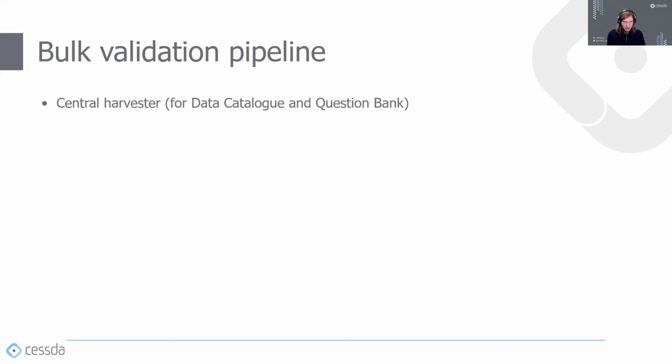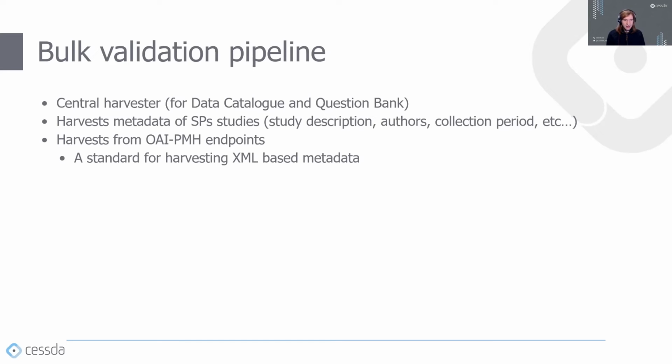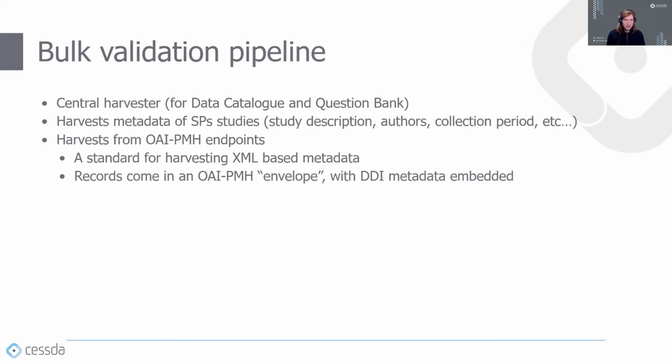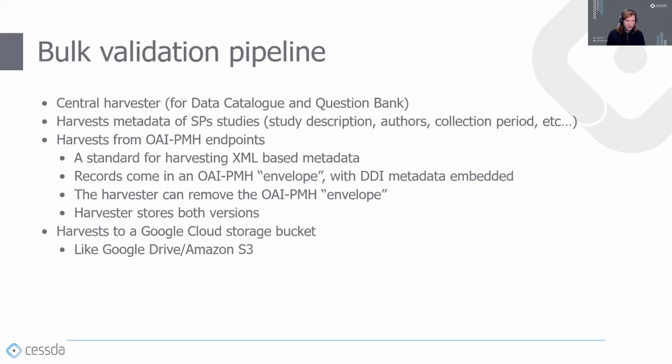So to summarize, we have a central harvester for both the data catalog and the question bank, which harvests metadata of service provider studies, which includes things like study description, authors, collection period, and more. These are harvested from OAI-PMH endpoints, and these records come in an OAI-PMH envelope with DDI metadata embedded underneath. And the harvester can remove this OAI-PMH envelope, and both versions are stored. This is required because the validator itself does not want the OAI-PMH envelope. And this is harvested to a Google Cloud storage bucket, which, if you're familiar with Google Drive, or perhaps more closely with Amazon S3, it's equivalent to that.